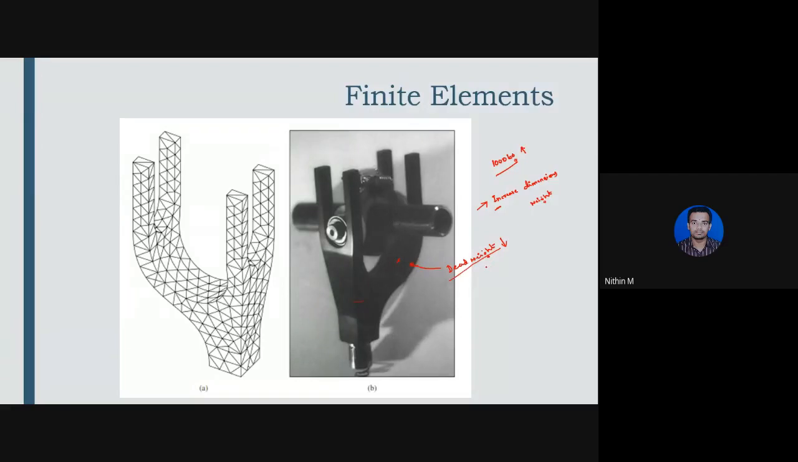The first thing is we can make use of different materials. We can make use of materials that have lower density. So, lower density means the weight involved will be less. This is one thing that can be done.